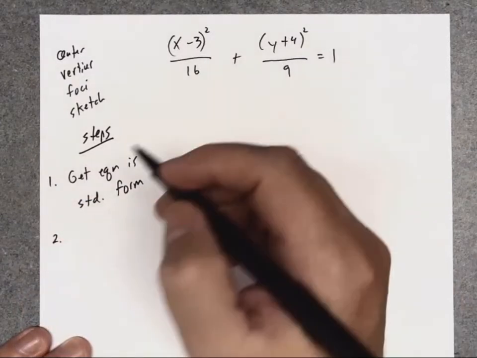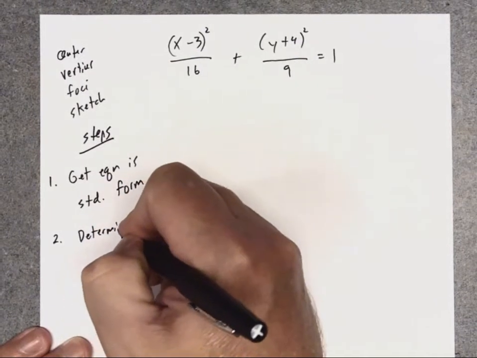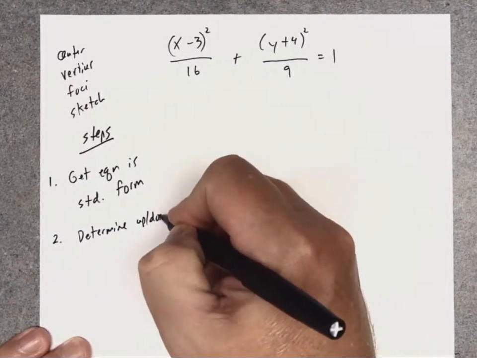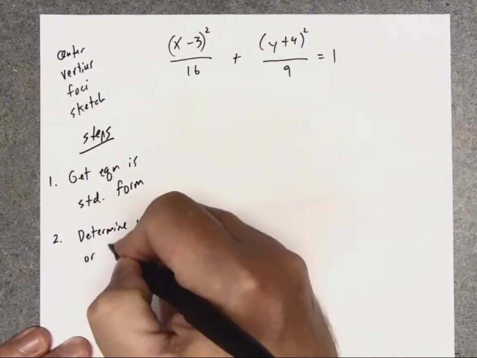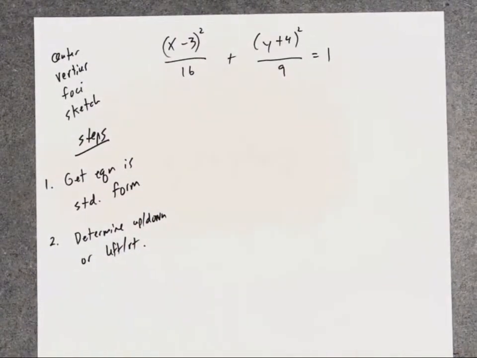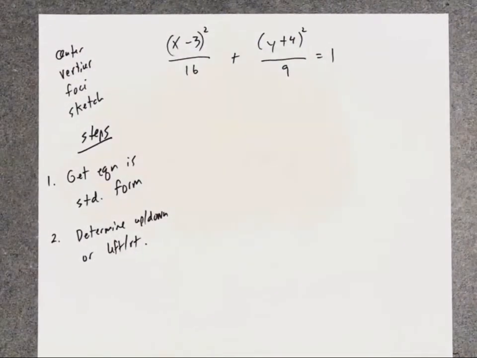The second thing I suggest you do is determine what kind of ellipse you have: an up-down or a left-right. The way you do that, once you're in standard form, is you look to see which denominator is larger, and whatever the larger number is coupled with determines whether it's left-right or up-down.